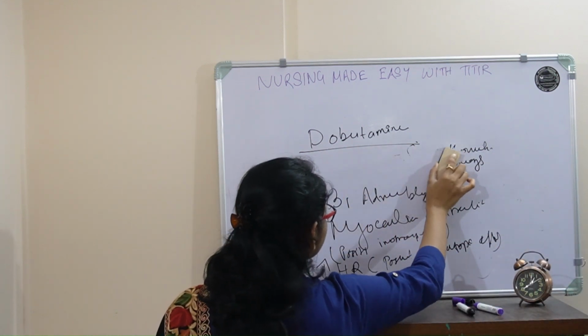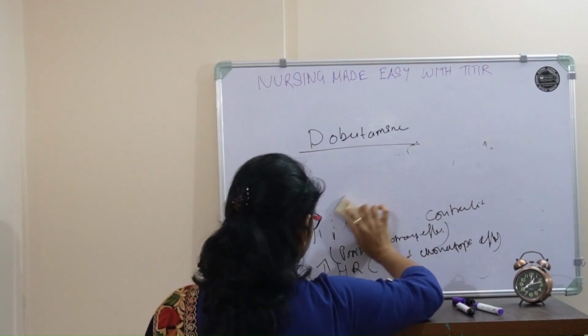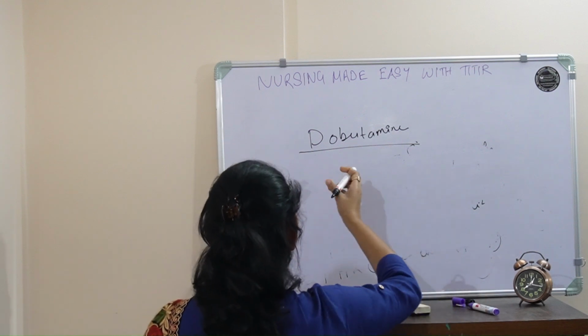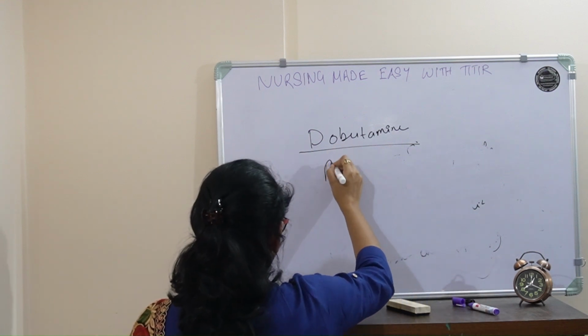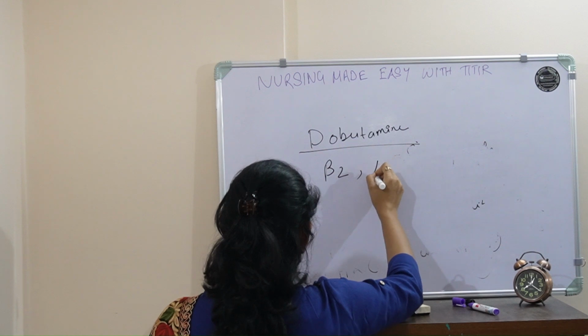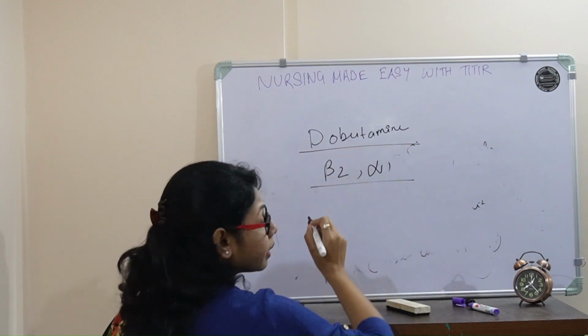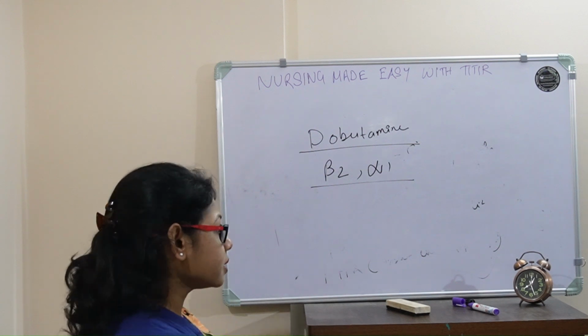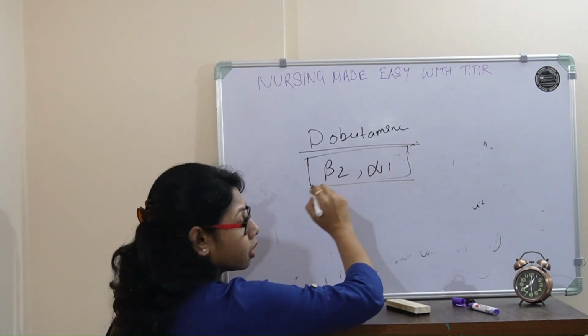Dobutamine has very minimal effect on beta 2 and alpha 1. So there will be very mild effects like vasoconstriction and vasodilation, but that is not like noradrenaline or adrenaline.